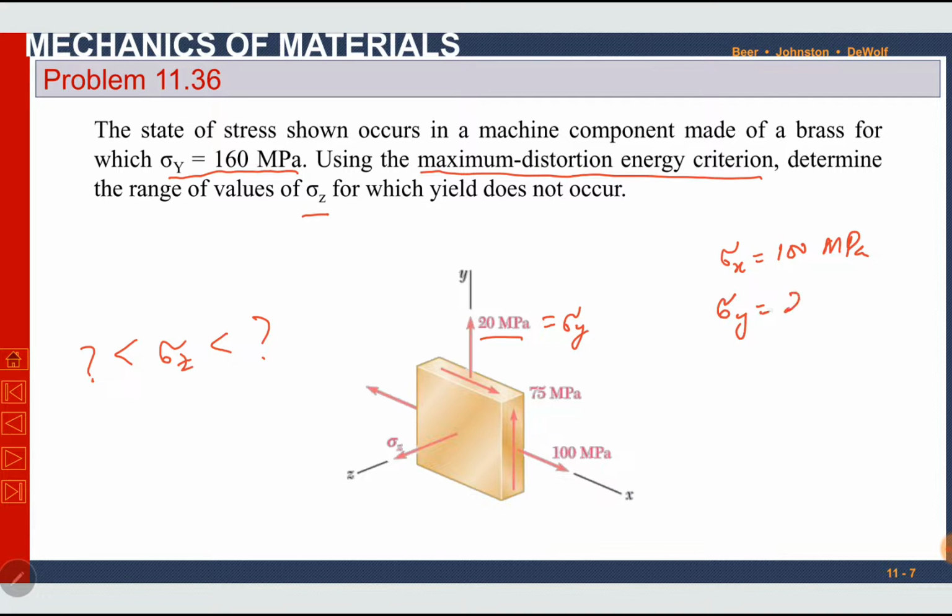Sigma y is given as 20 megapascal, positive. This is small y, remember. Tau xy is given as 75 megapascal, positive again. Sigma z is not known, it is unknown. We have discussed formulas for strain energy density for a three-dimensional state of stress. I will use the same expressions here.